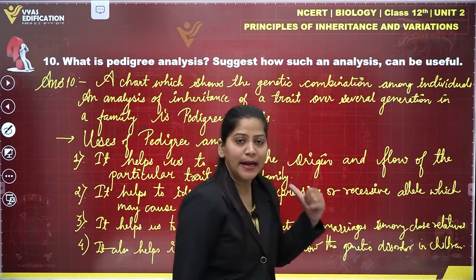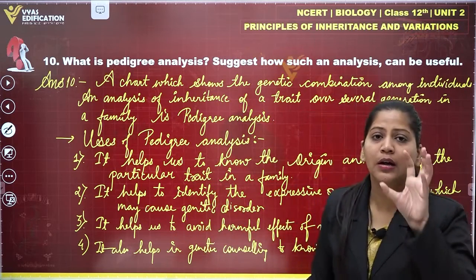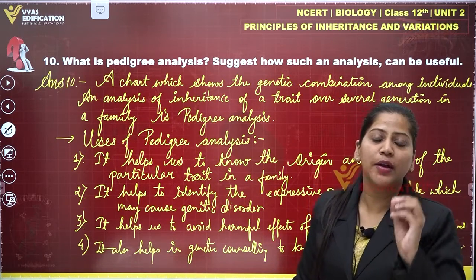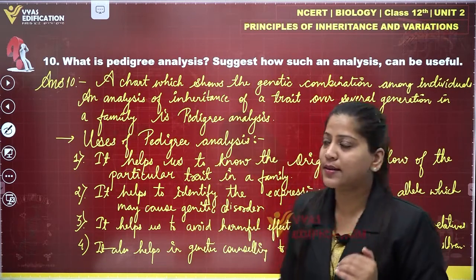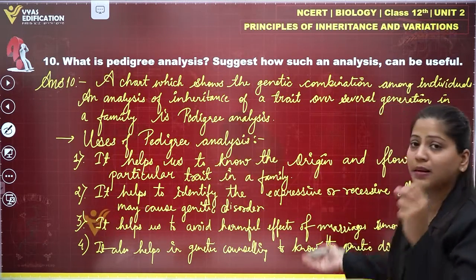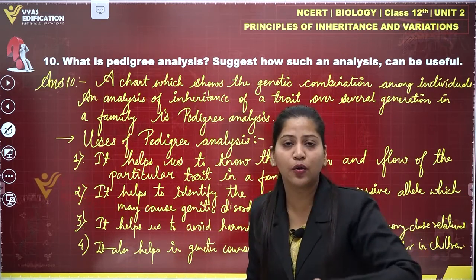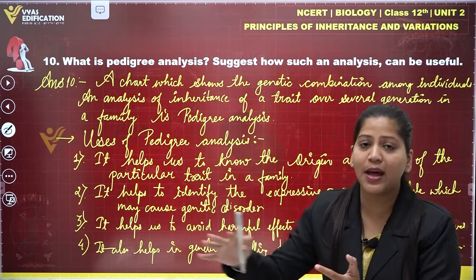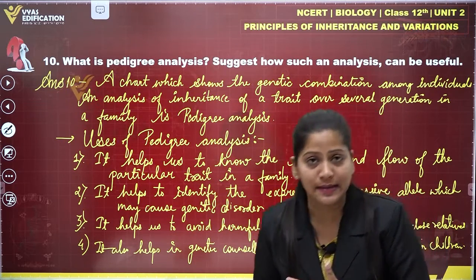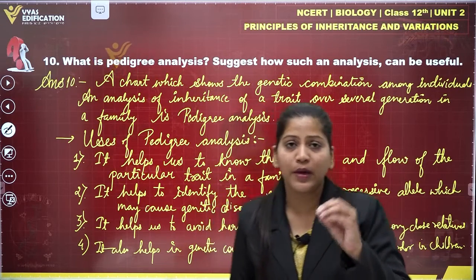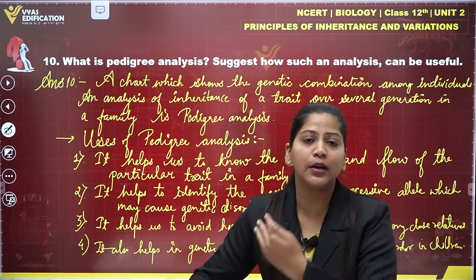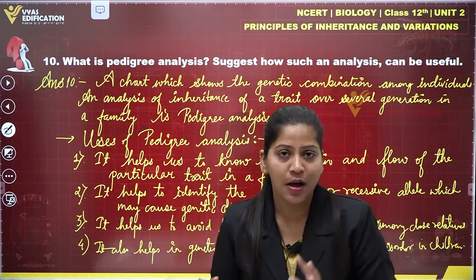By this pedigree analysis, one can get to know the defective allele, the defective trait which can cause genetic disorder in children. We can know where the trait originated, in which individual, on which level the trait originated, and which trait is causing disease or disorder in the family. We can get to know the origin of that particular trait and also the flow of that trait over several generations in the family.